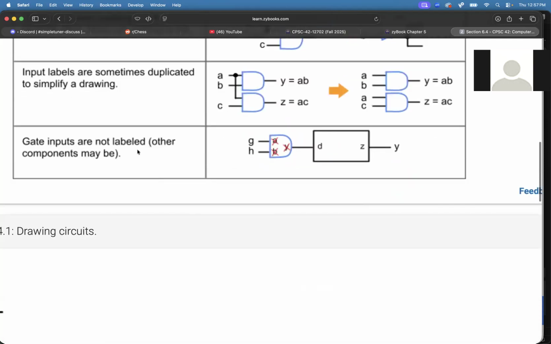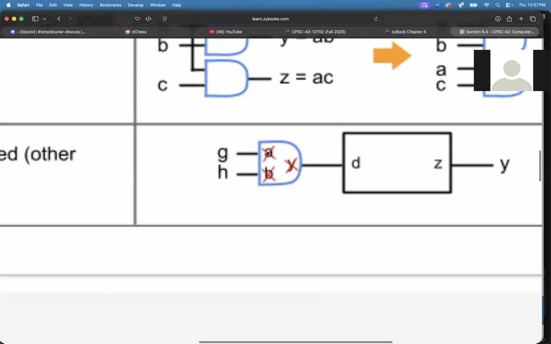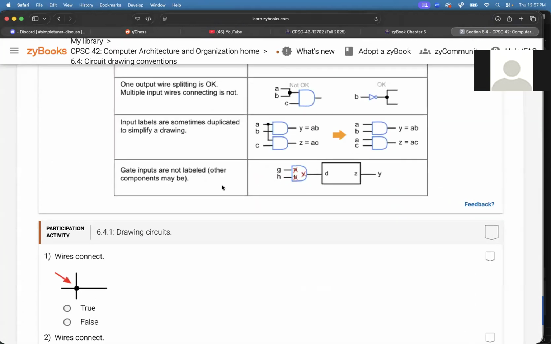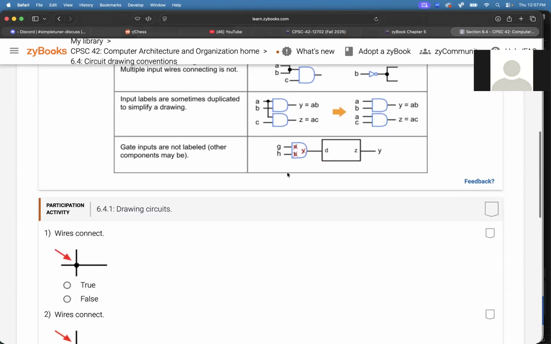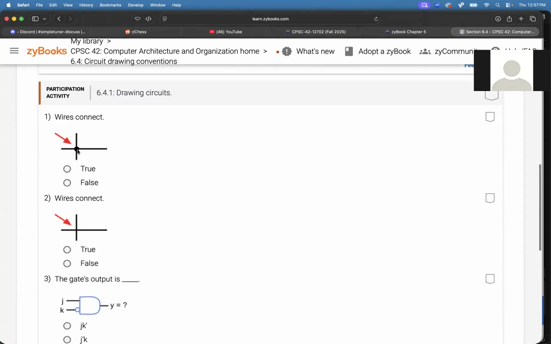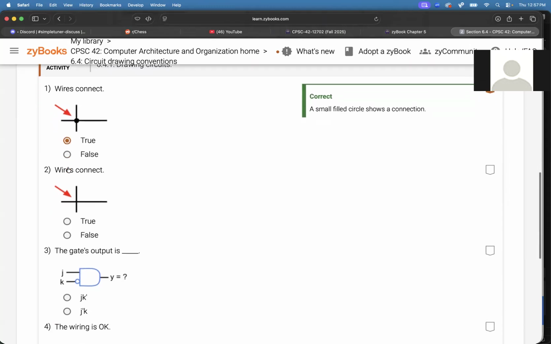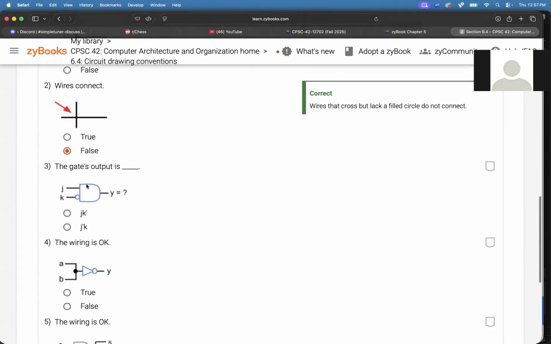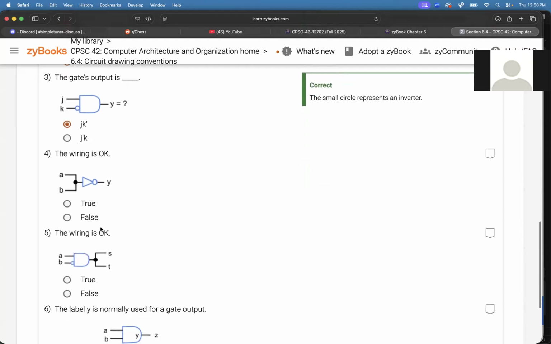Gate inputs are not labeled. Yeah, they usually don't do that. Okay. Do these connect? Yeah. Do these connect? No. What is this? J, K, not K, and. So J, not K. This is okay? Nope.